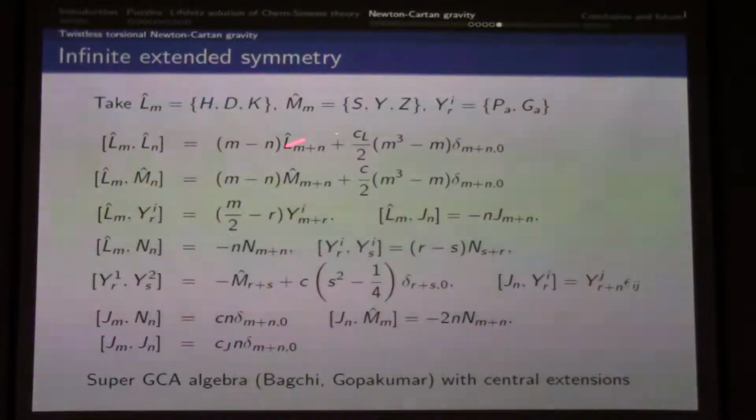The BMS part is exactly formed by this HDK SL2R part of Schrödinger plus the central extension we add, the SYZ part. So this part looks exactly like the BMS part. The Y spatial translations and the Galilean boost look like some supercharges, because this structure, S squared minus a quarter, reminds you of that. And these spatial rotations work analogously to the R symmetry of this superconformal algebra. We don't know why the superconformal algebra appears here, and you can see the J, the R charge, forms a affine algebra. But I will give you some interpretation later.